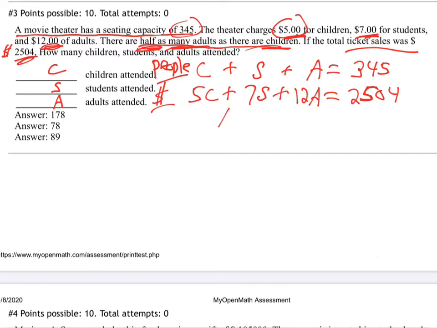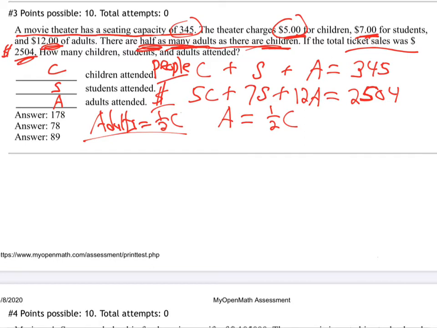So in other words, the number of adults is half the number of children. The adult number is half the child number. Like that. There we go. Okay, now that's a funny third equation, isn't it? So adults equal half children. So we have a people equation, a money equation, and adults is half children equation.